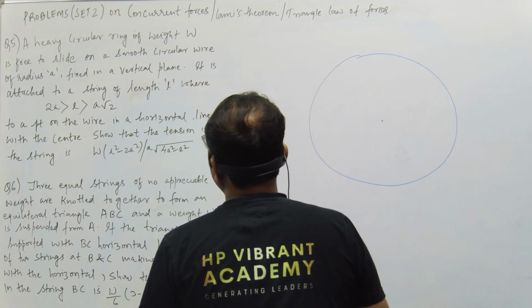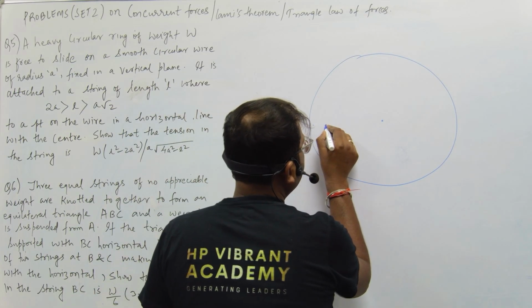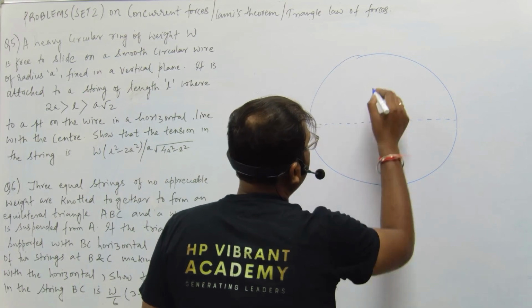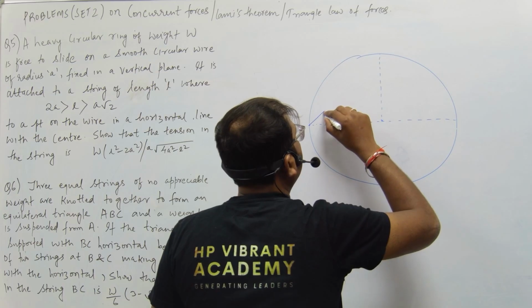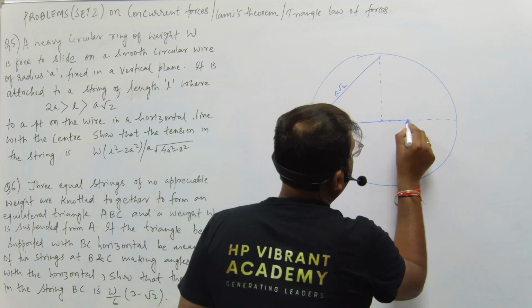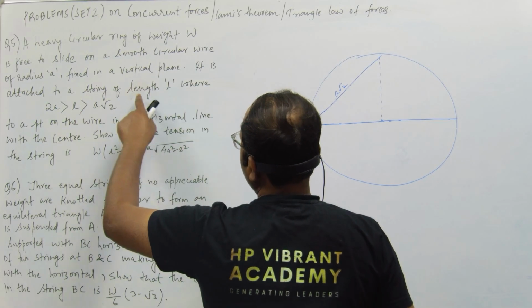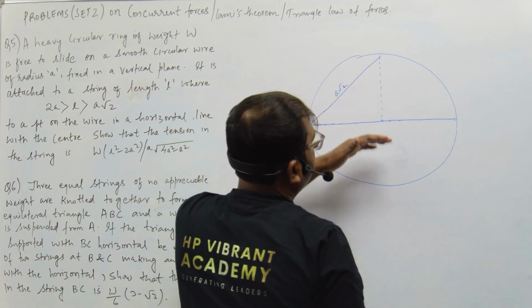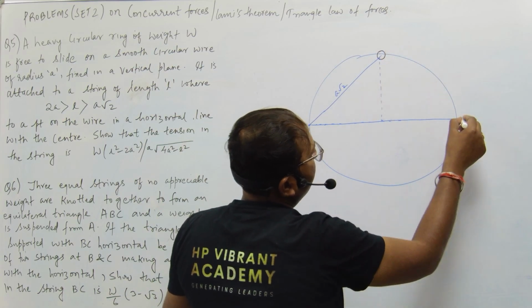It is attached to a string of length L, where the length is bounded by 2a and a root 2. The diameter is 2a, and this other length is a root 2. So L varies from 2a to a root 2. This means the string will slide from this particular position to this particular position.